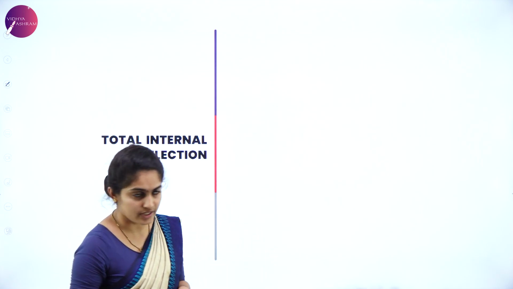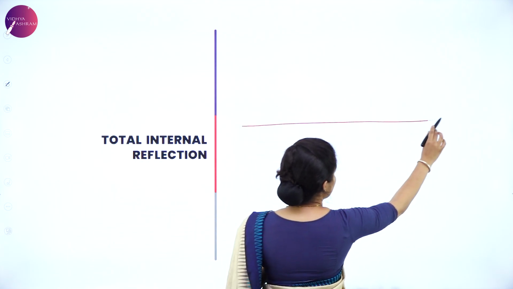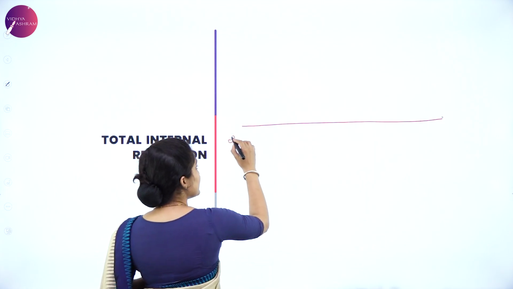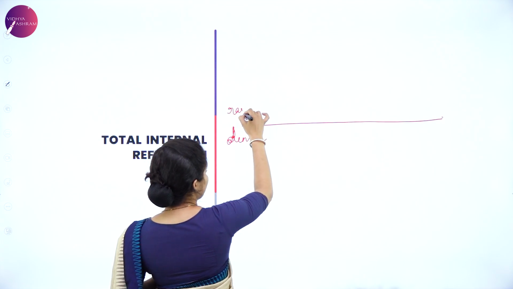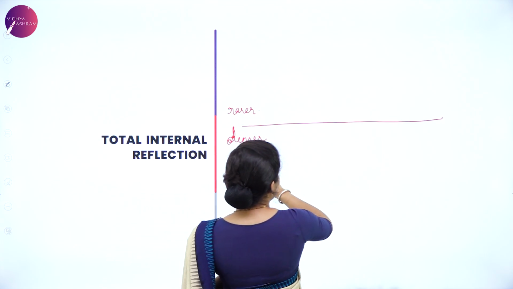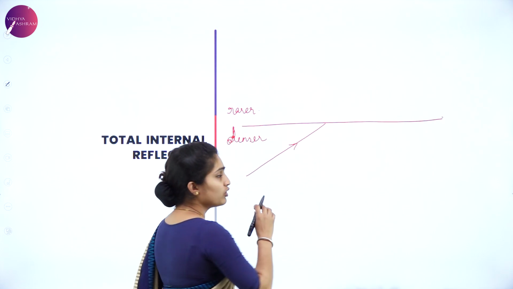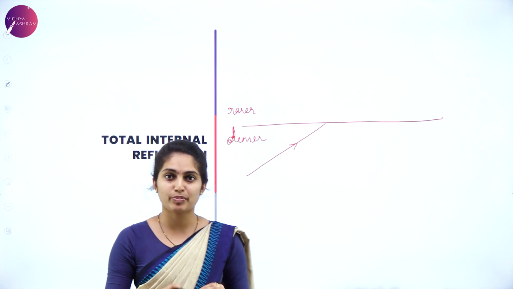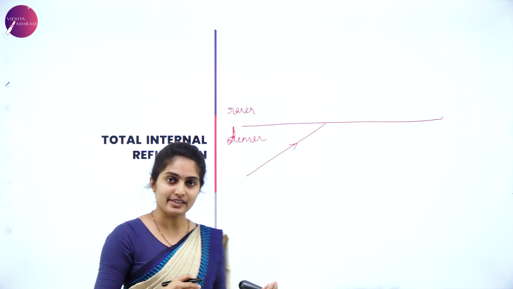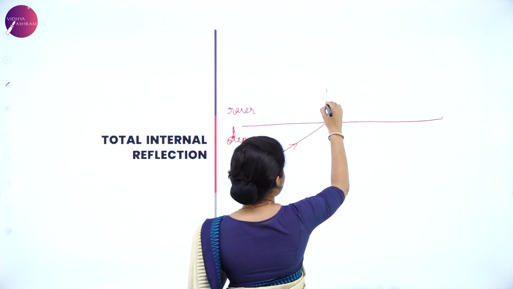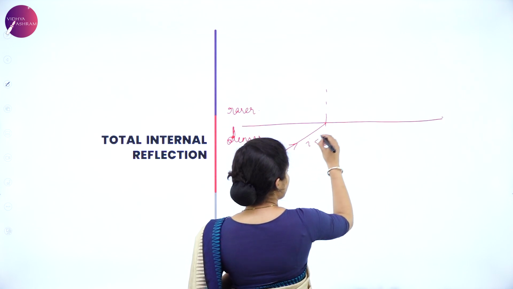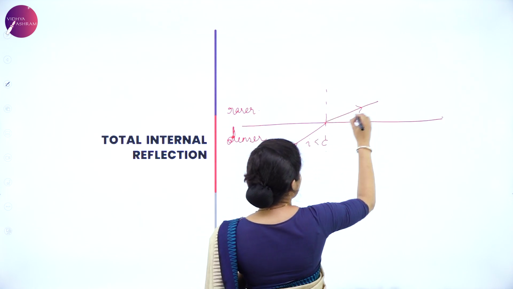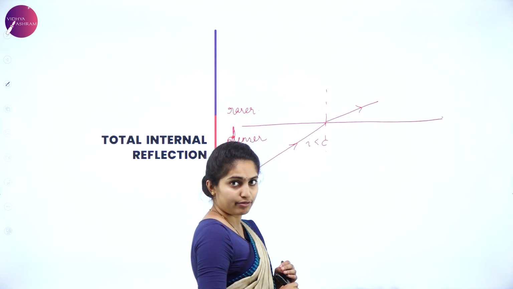Now let us see how exactly total internal reflection takes place. This is a plane on which total internal reflection takes place. This is a denser medium and this is a rarer medium. According to the rules, the ray of light should be incident from the denser towards the rarer medium. You draw a normal to this. If the angle of incidence is lesser than the critical angle, you get a deviation like this. So this is the angle of refraction.